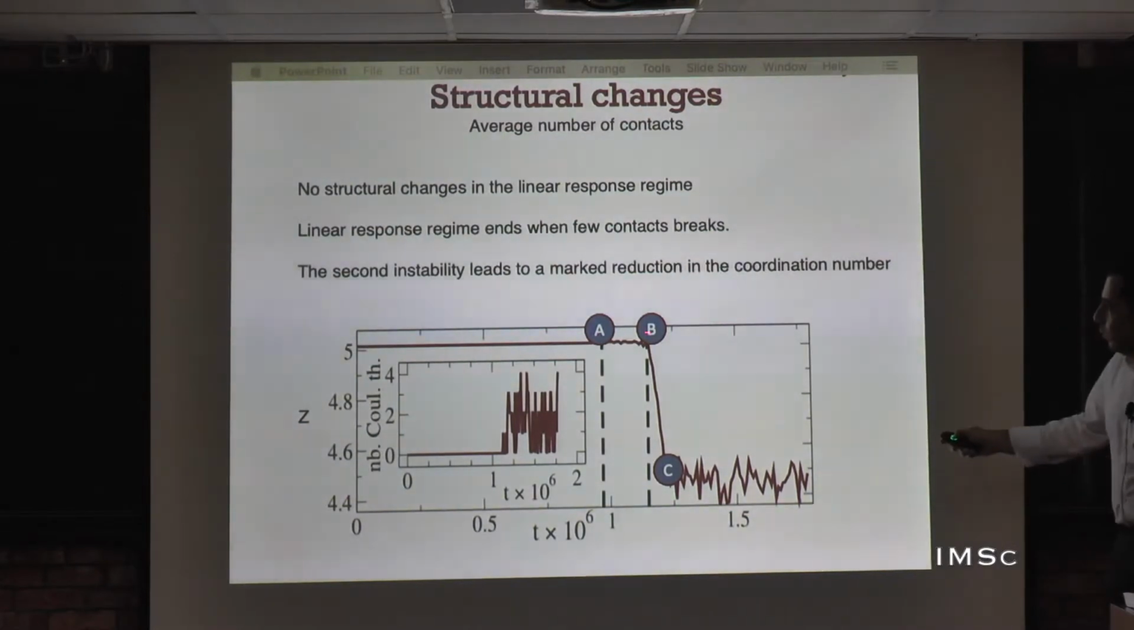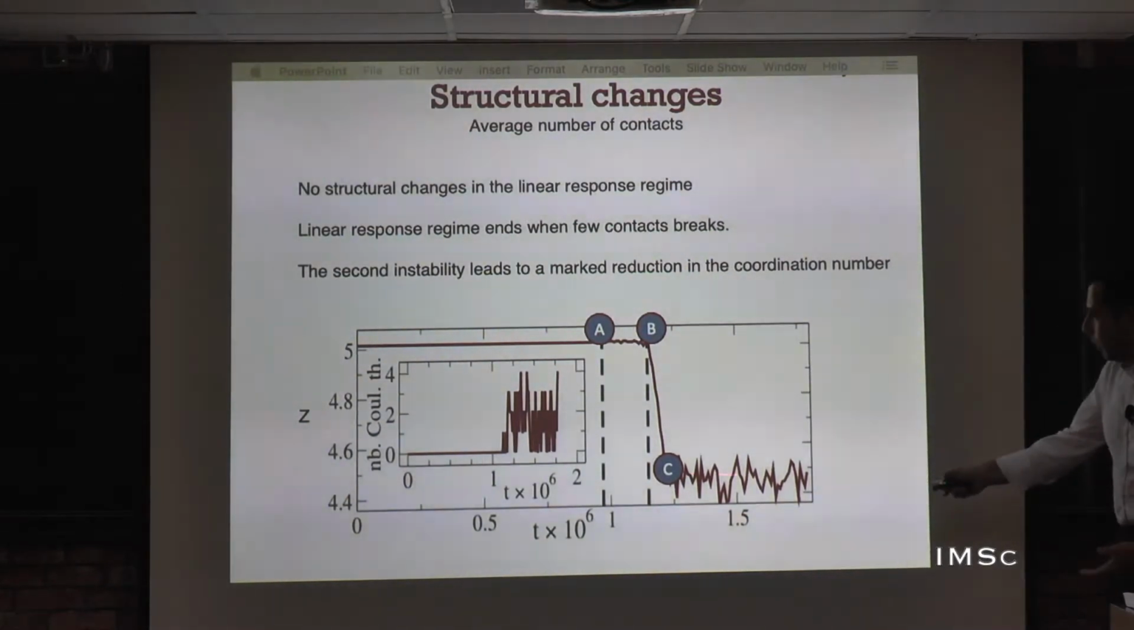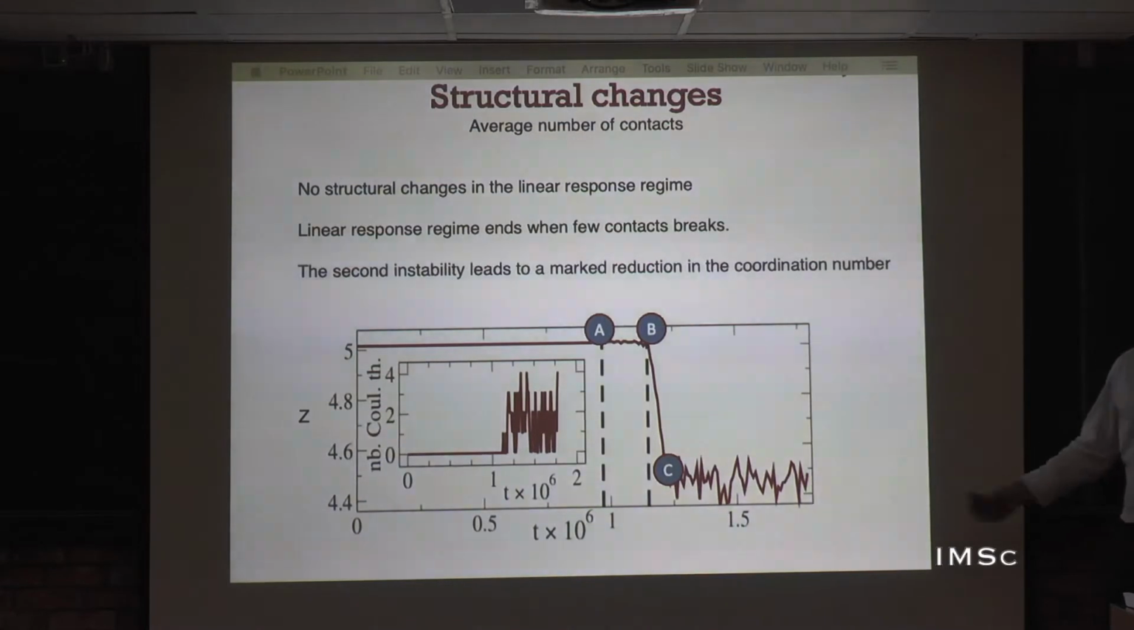And then you see that when you have this macroscopic avalanche, you have a drop, and so the Z is decreasing. This is when the system enters the fluid regime. And as you expected, Z is smaller. And this is for the geometry.